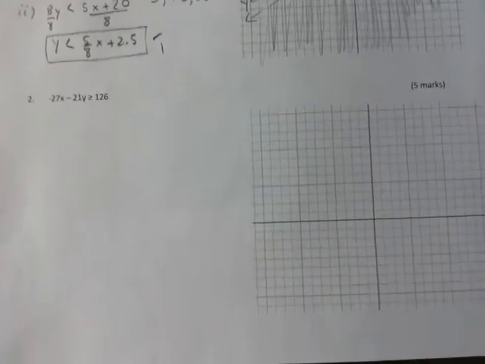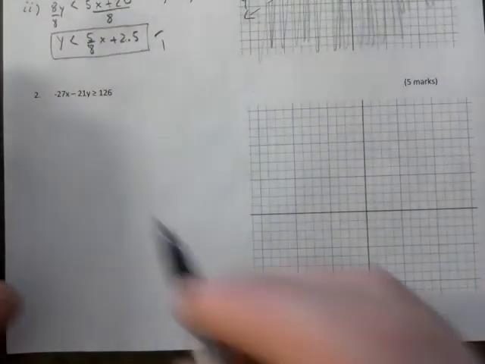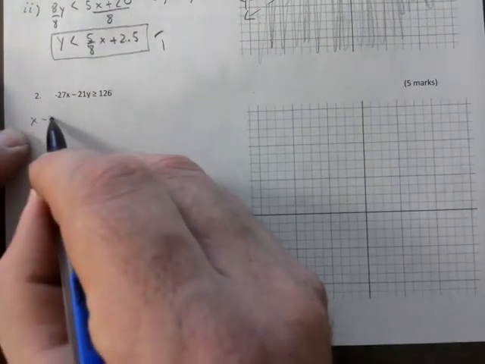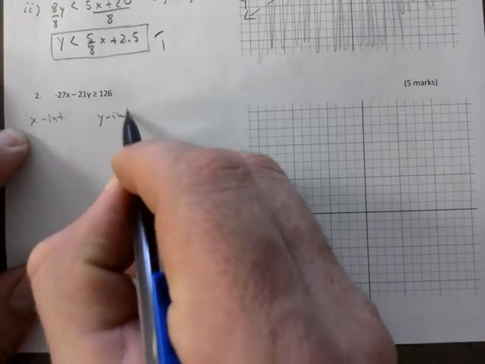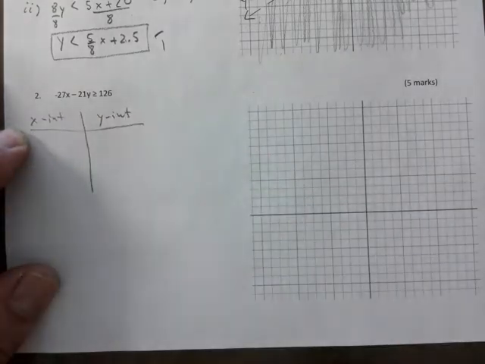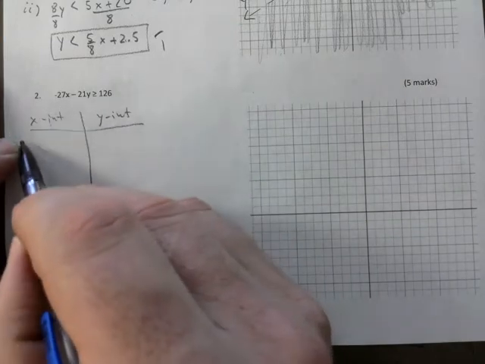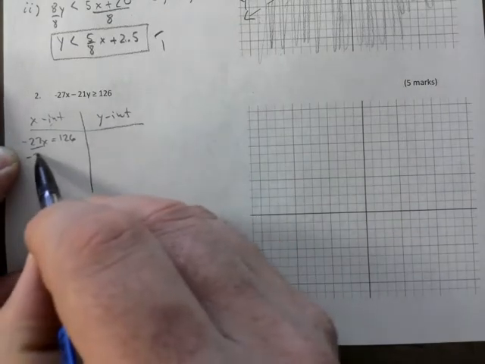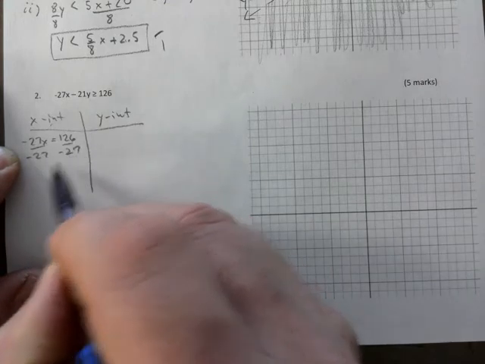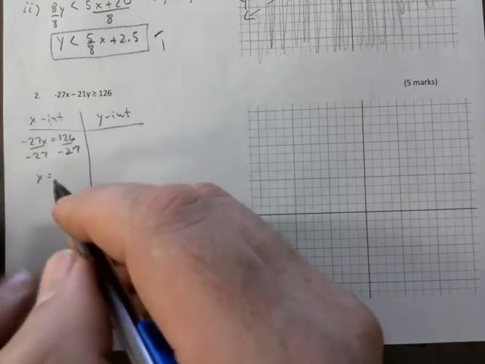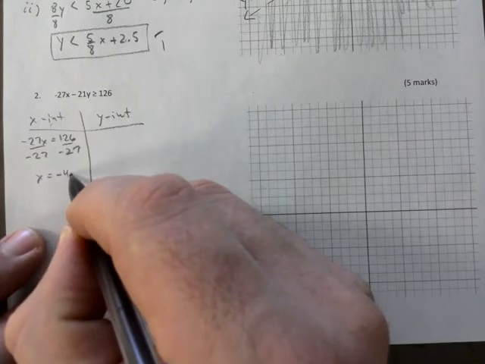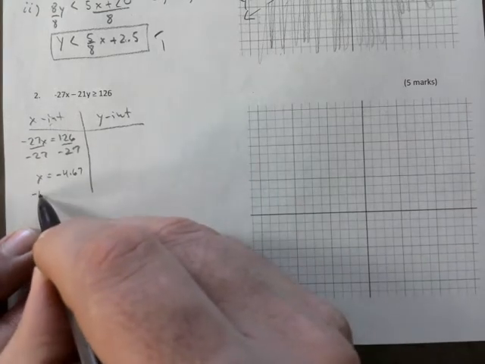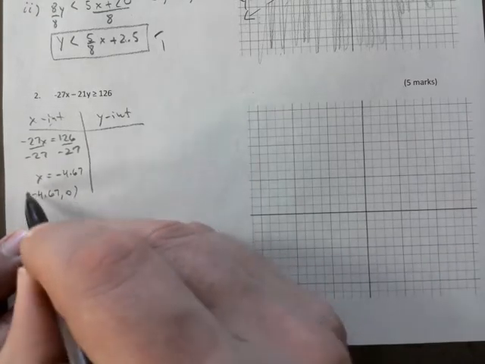Next, you're going to focus on that one. And here we go, x-intercept, y-intercept. For the x-intercept, you're left with negative 27x is equal to 126. Divide both sides by negative 27. x is equal to, yep, negative 4.67. So it's not very pretty, but that's okay.